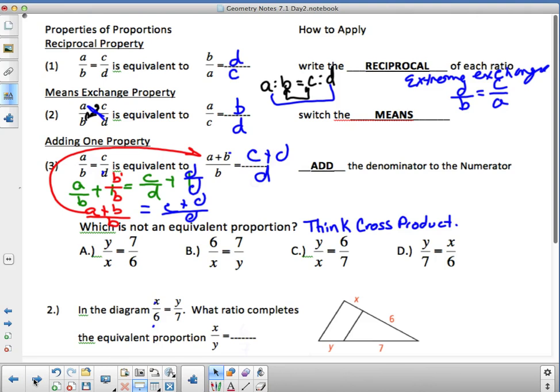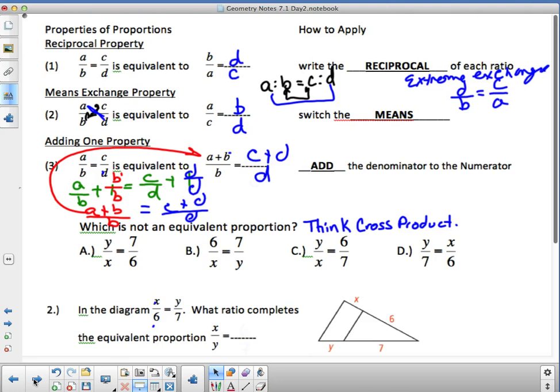Now, what do all these property things have to do with anything? When you apply a property, whether it's reciprocal, means exchange, adding one, or extremes exchange, what I showed today, if you do a cross product, those should be the same. This should be an equivalent statement. This should be the same relationship we are solving for.